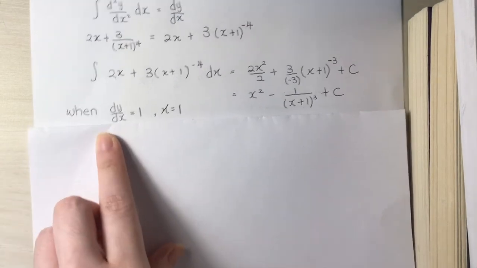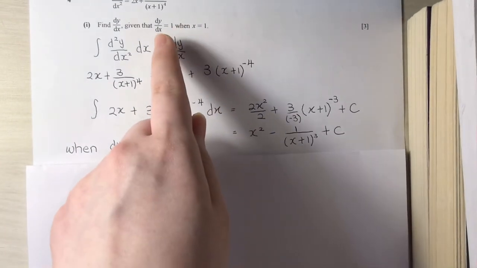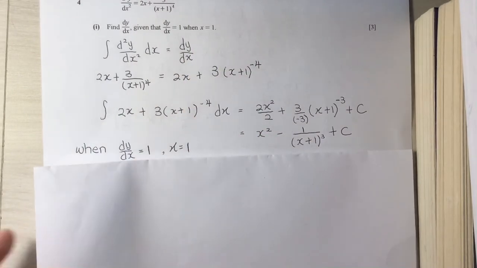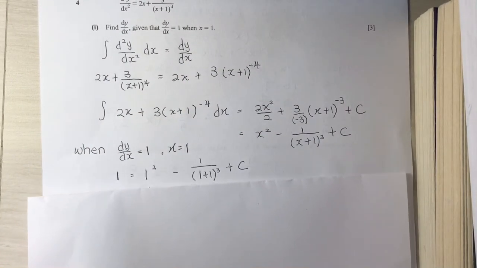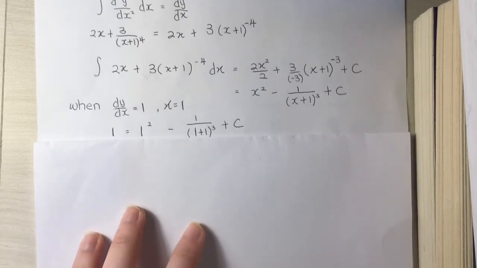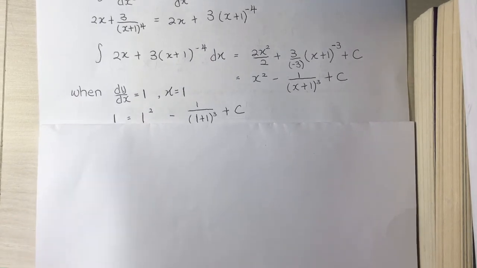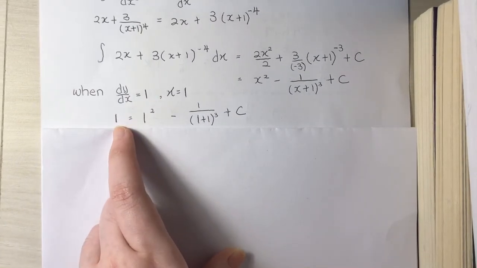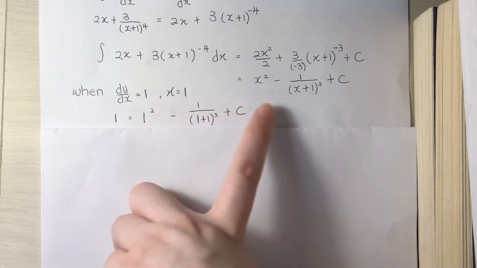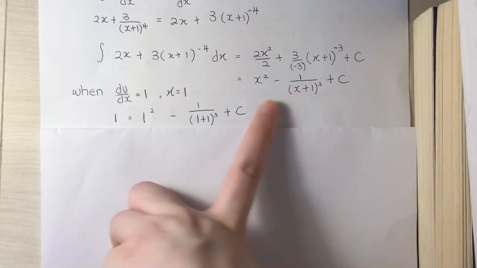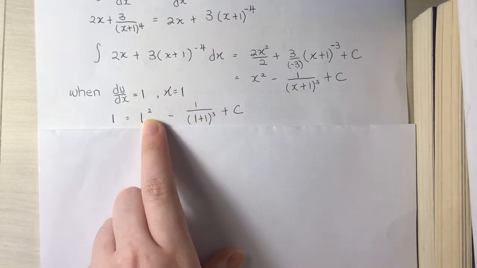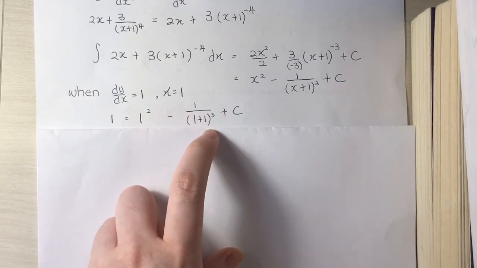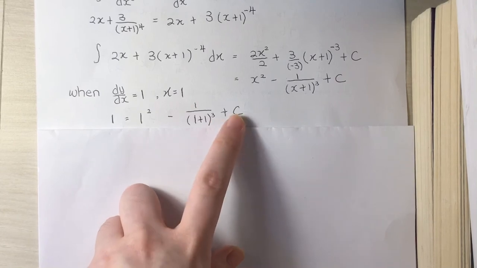So with the given dy and dx value at the given x value, which are both equal to 1, we can then proceed with substituting dy over dx on one side and substituting the x value into this simplified equation. So it's 1 equals 1 squared minus 1 over 1 plus 1 cubed plus c.